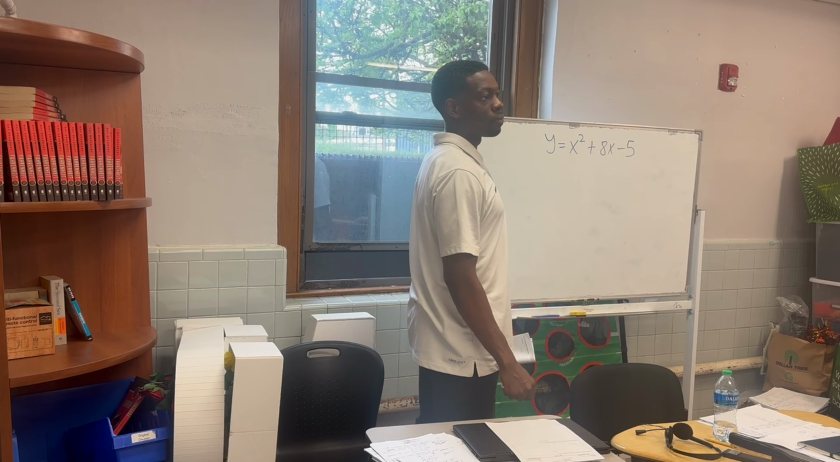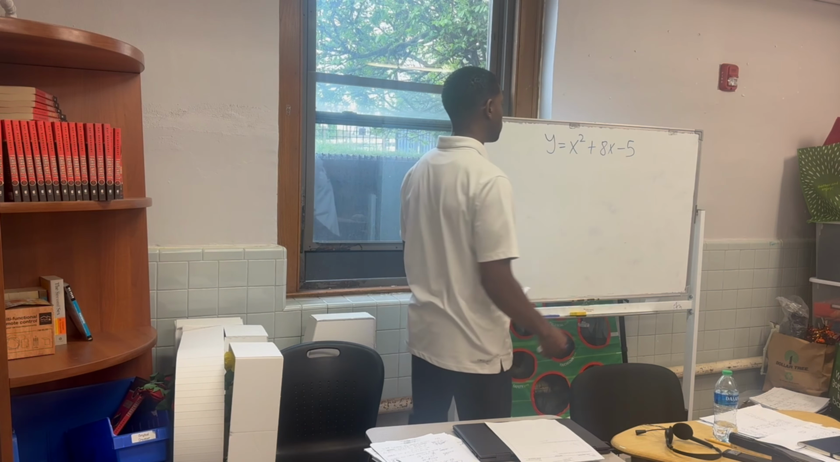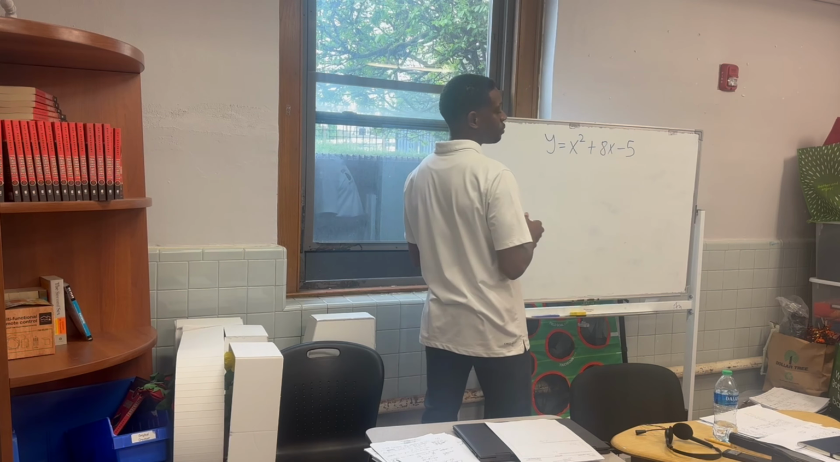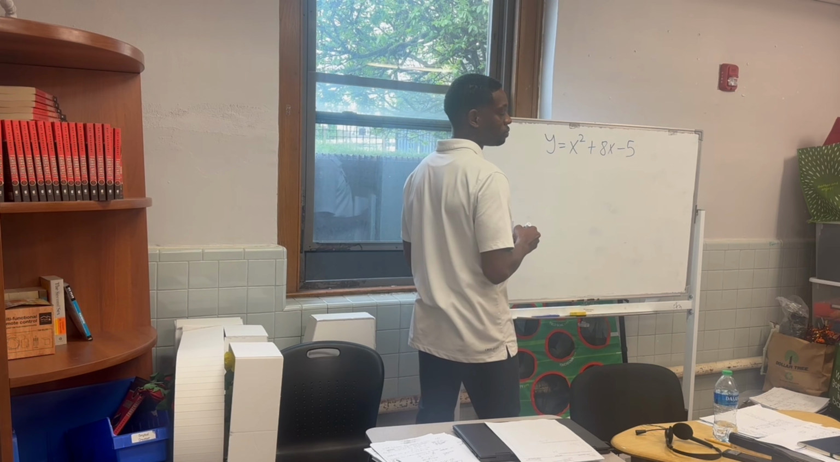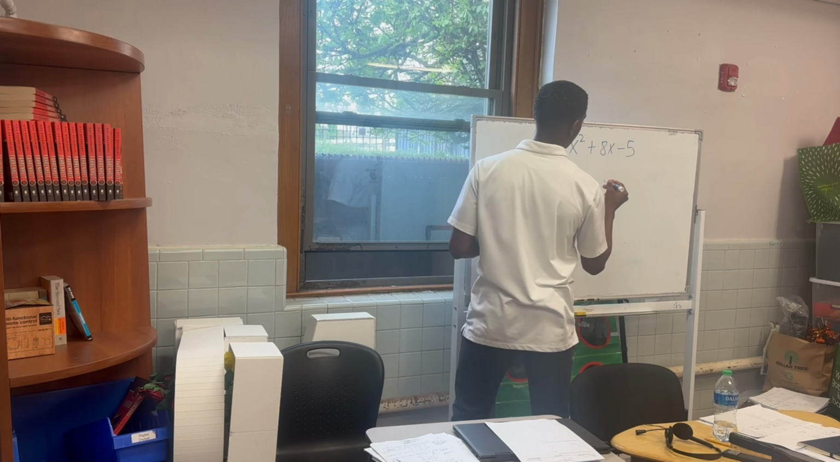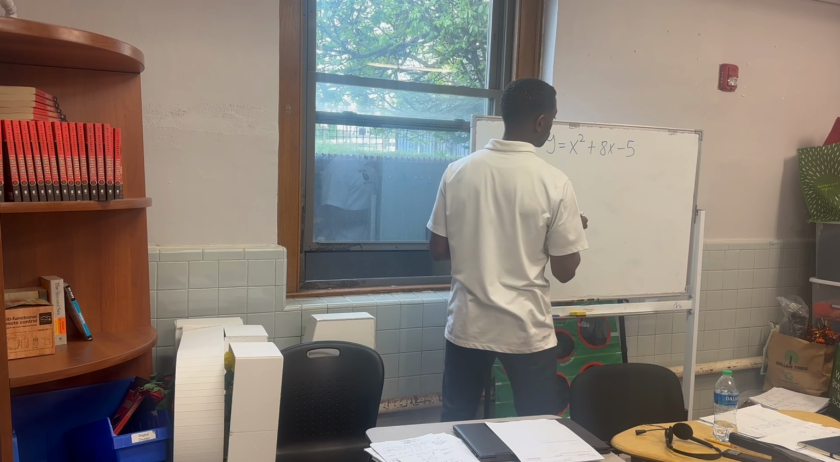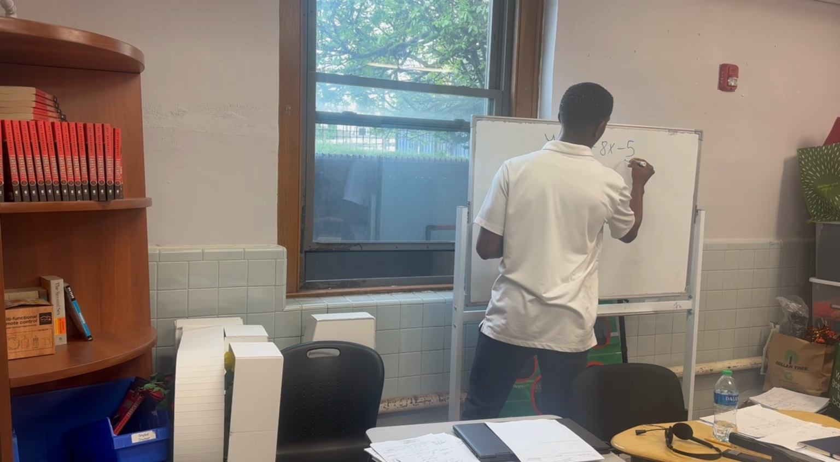Alright, so the first step we're doing is we want to get rid of our C term. What's our C term on this? Negative 5. Negative 5. So how do I get rid of it? Y equals 0. Then add 5 on both sides.